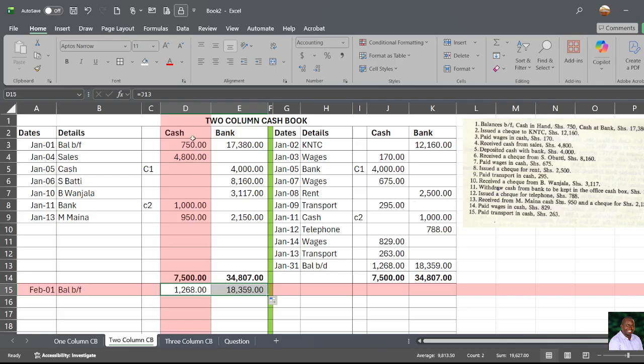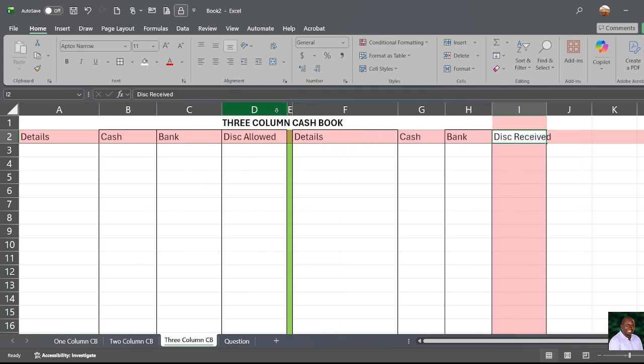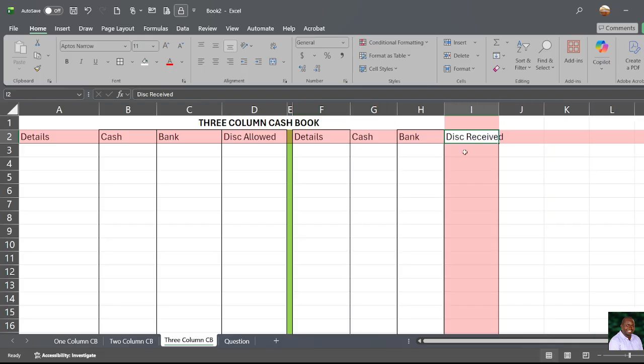It has a cash side and a bank side, with cash and bank all at the same time. The 3-column cash book, as I had mentioned, also now has 4 accounts brought together: the cash account, the bank account, the discount allowed, and again cash, bank, and then the discount received. The only thing that is now changing is how we are treating the discount received.